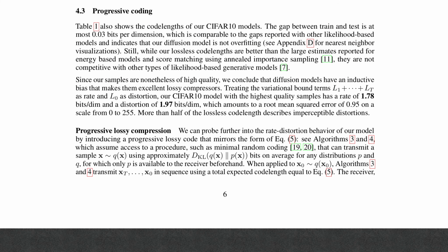They also focus on the progressive coding perspective, and there are multiple interesting things. First of all, if you look at the code lengths of the CIFAR-10 models, the gap between train and test is very small, which means that the model is not overfitting, given that this gap is small. So that's one thing to note.